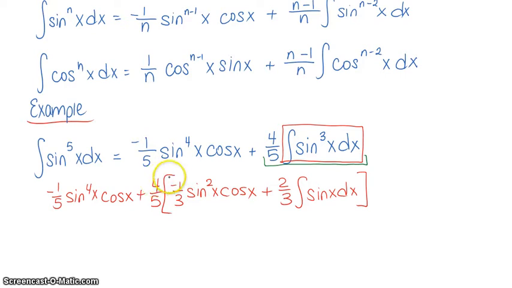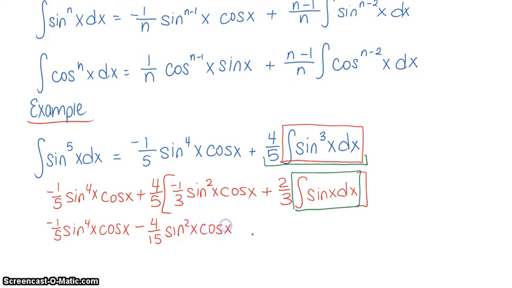Now if you notice here again, we distribute our 4/5, but we still have another integral of sine x dx that we have to evaluate. So we can now write this as negative 1 over 5 sine to the 4th of x cos x, minus 4 over 15 sine squared x cos x, and then plus 8 over 15, and the integral of sine x dx becomes negative cos x. So let's change this to a negative cos x plus c.